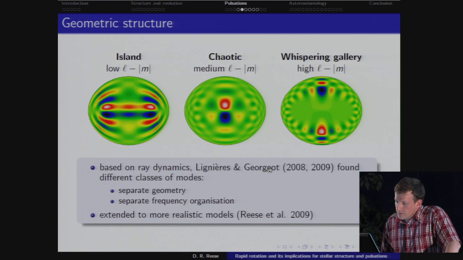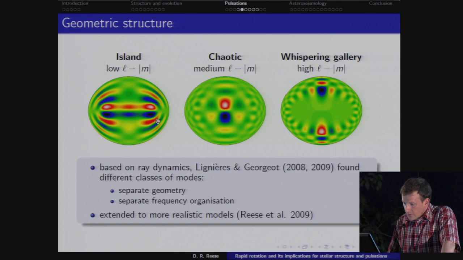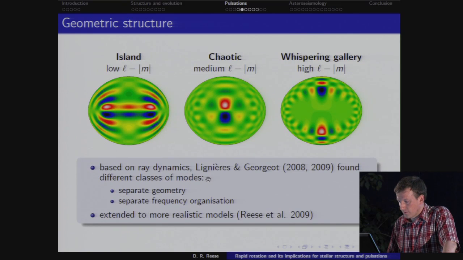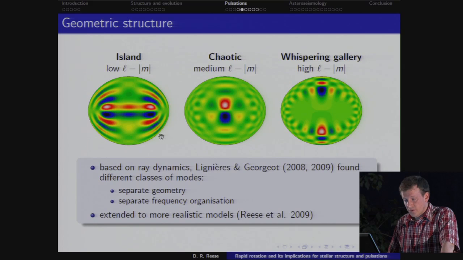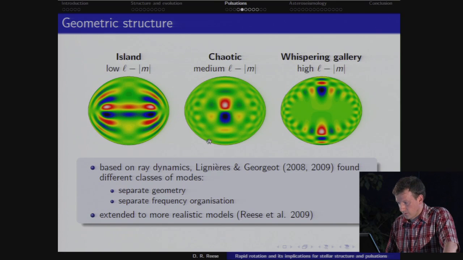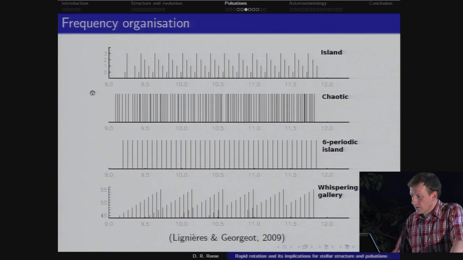So when you go to rapid rotation rates, you'll have different classes of modes, as was shown using ray dynamics by Lignières and Georgiou. These different classes of modes have a separate characteristic geometry, as illustrated in these meridional cross-sections of the pressure fluctuations. And they also have their separate frequency organization. This was also shown to be true in more realistic models, because it was first established in polytropic models.